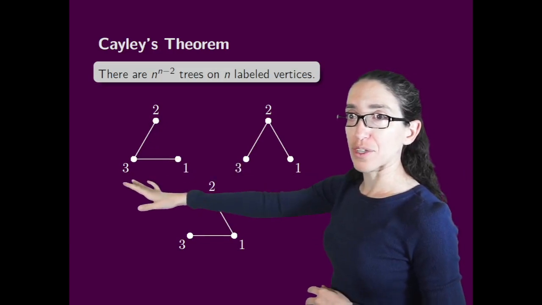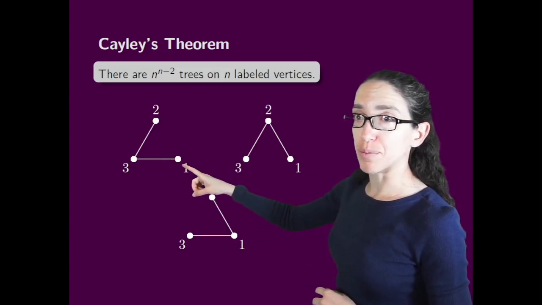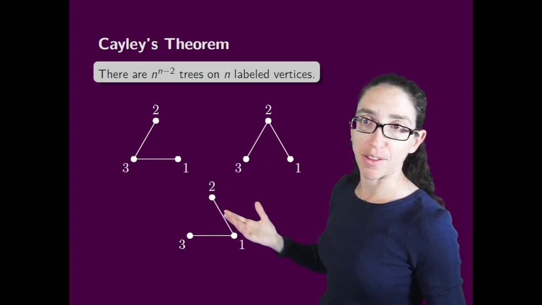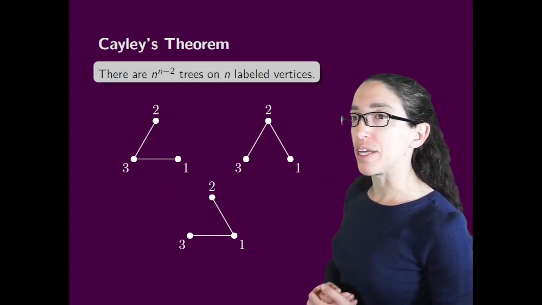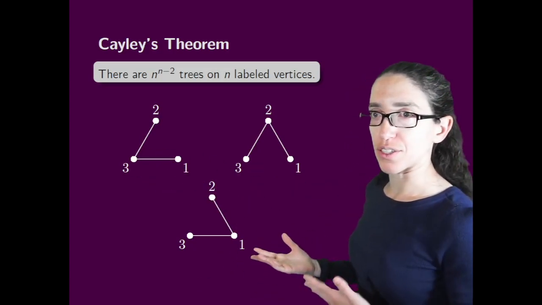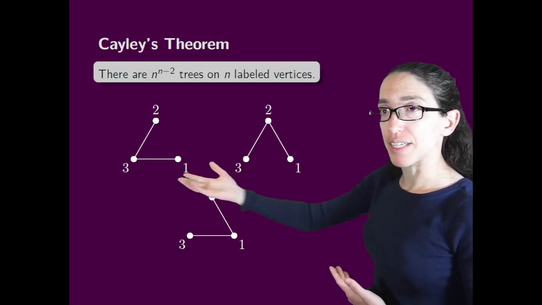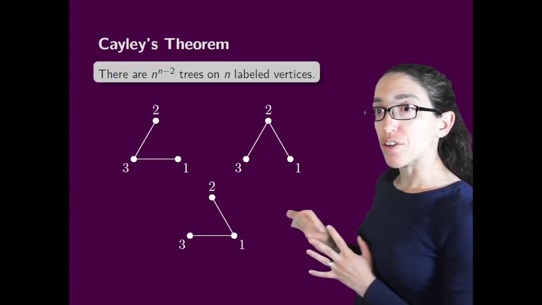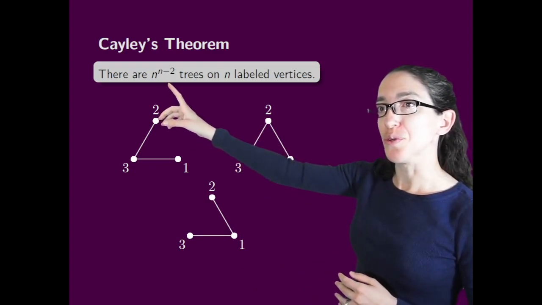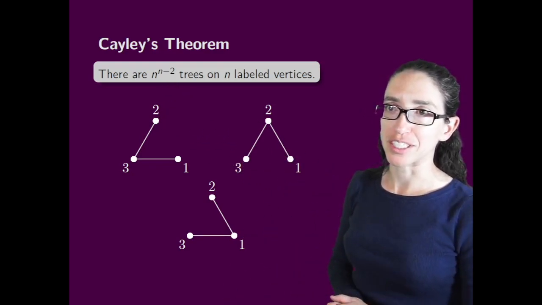If you look at 3 labeled vertices, the only possible shape of a tree is really just a path on 3 vertices. And there's 3 ways to draw that path if we label the vertices, because one of the edges is going to be missing from the triangle, and that gives us 3 possibilities for which edge that missing edge is. So there are 3 to the 3 minus 2, or 3 trees on 3 labeled vertices, but this works for any n.